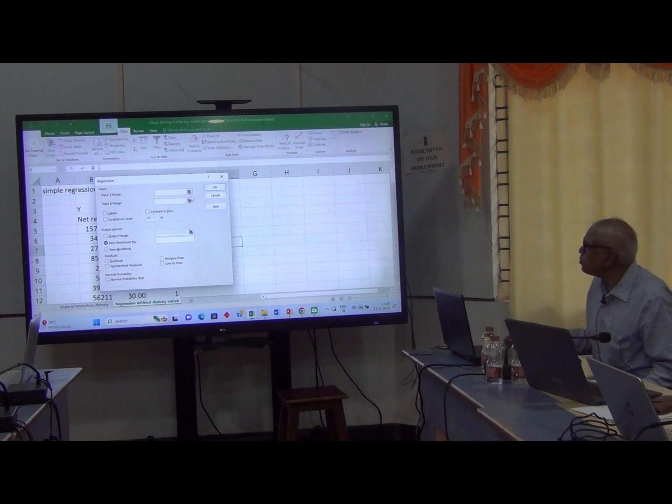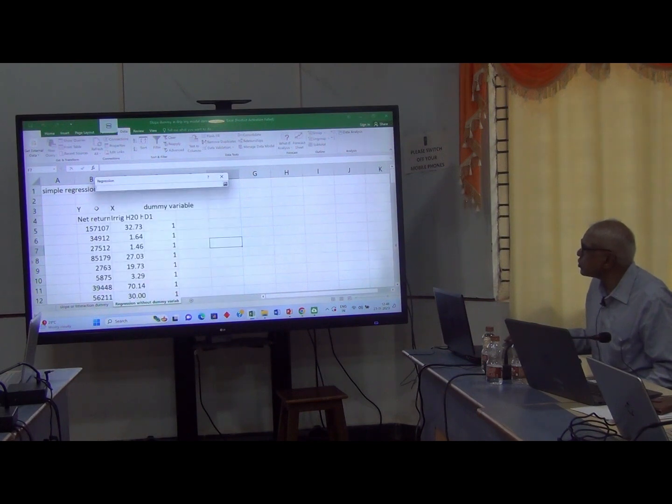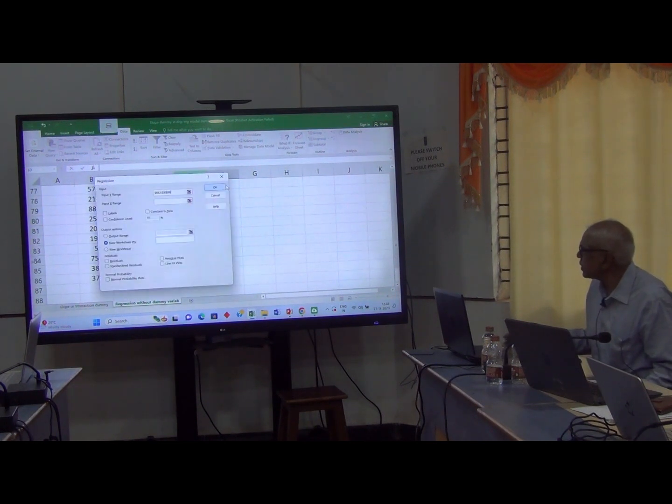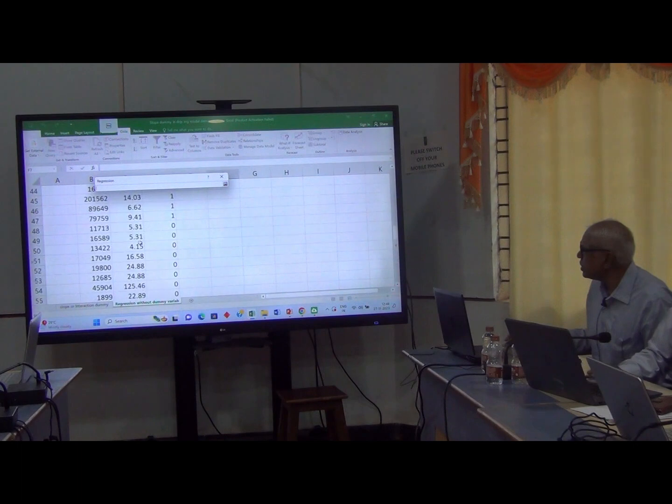So go for input range y. I got y here. Just copy that y column. Copy the y column. Then click here. So y is already good. Then input x range. Go to input x range. So x is here.